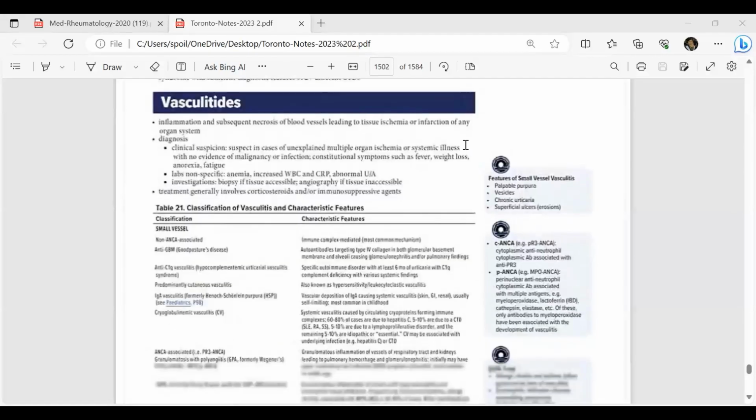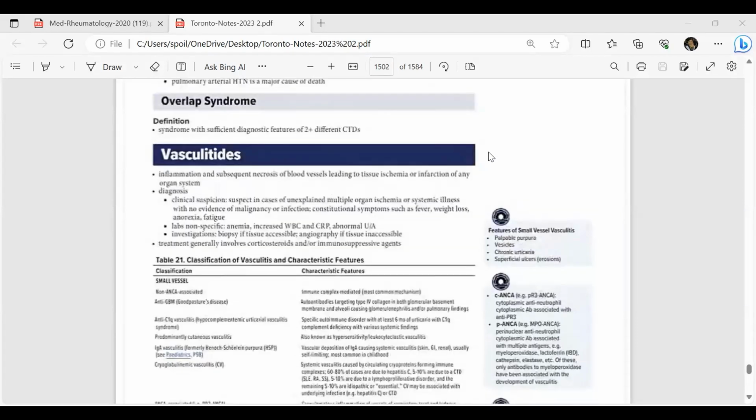Okay, vasculitis types. Inflammation and subsequent necrosis of blood vessels, leading to tissue ischemia or infarction of any organ system. Basically, it's the inflammation and the necrosis following the inflammation of any organ system, which also causes ischemia and infarction.